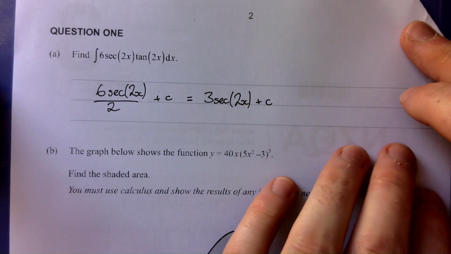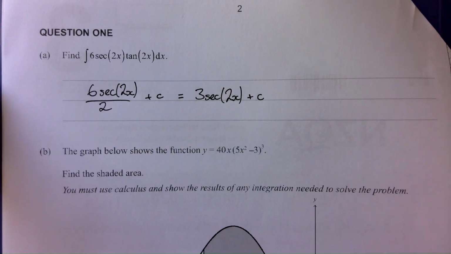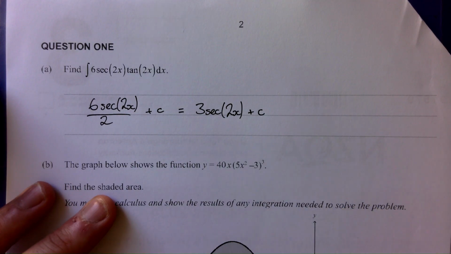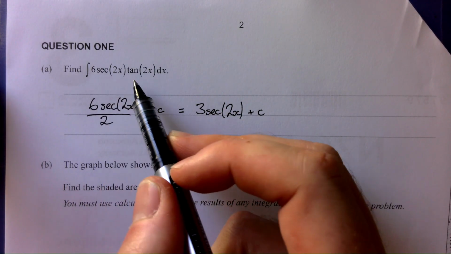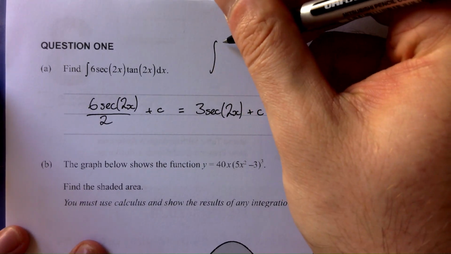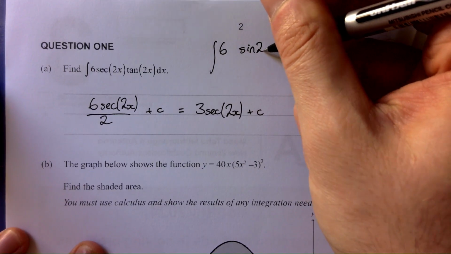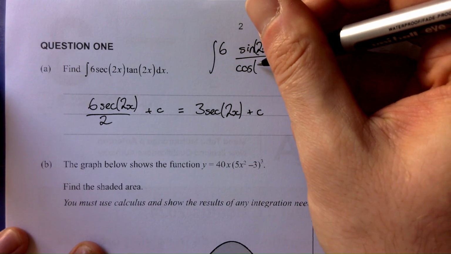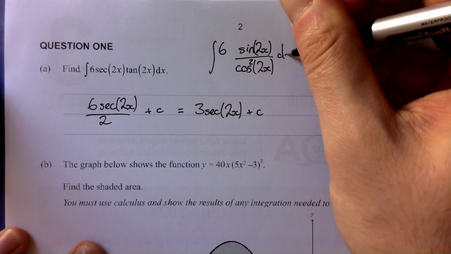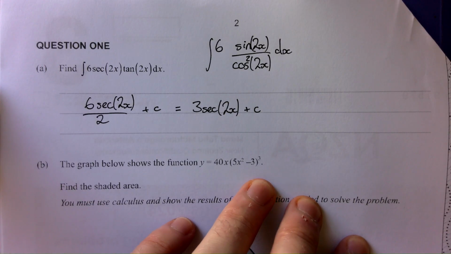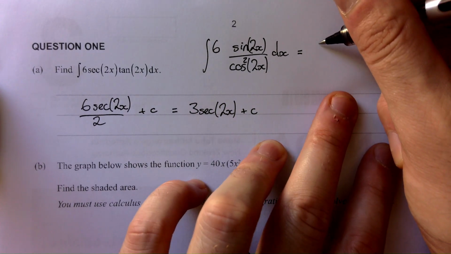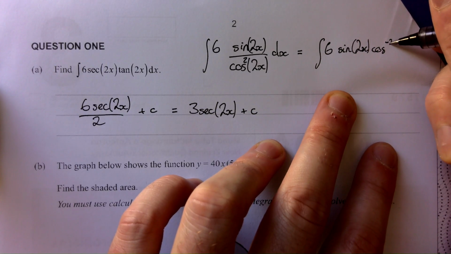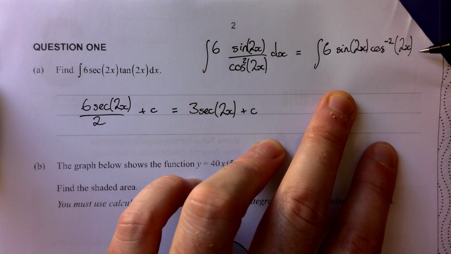Now, the reason that you still have to divide by the 2 is because we're making use of the chain rule to do this integration. If I rewrite sec of 2x and tan 2x in terms of sine and cos, what we're actually integrating is 6 sine 2x, which is from the tan, over cos squared of 2x, since sec is 1 over cos and tan is sine over cos. This can be rewritten as the integral of 6 sine 2x cos to the minus 2 of 2x with respect to x.